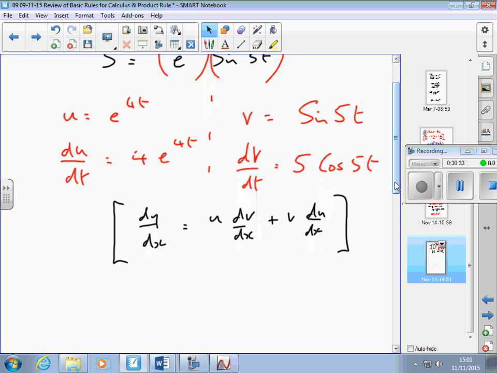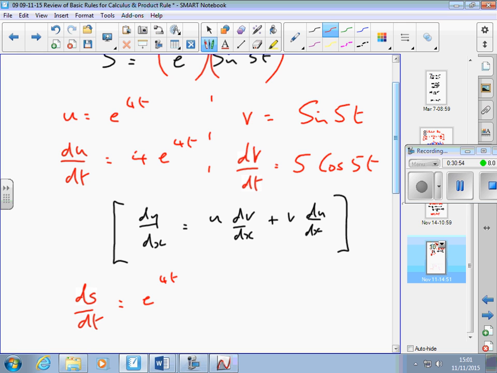So I've taken my two parts, differentiated, and written down the rule, and now I'm going to apply it. So ds by dt, which is what I want, equals u, which is e to the 4t, times dv by dt, which is 5 cos 5t, plus v, which is sine 5t, times du by dt, which is 4e to the 4t.